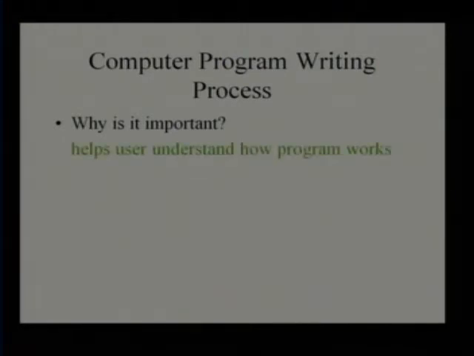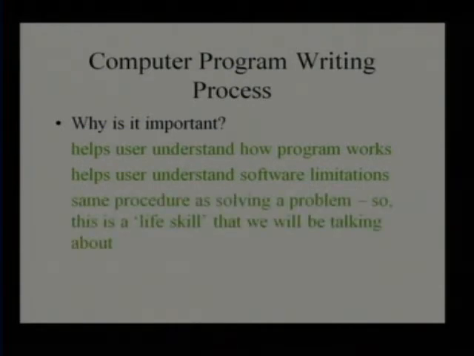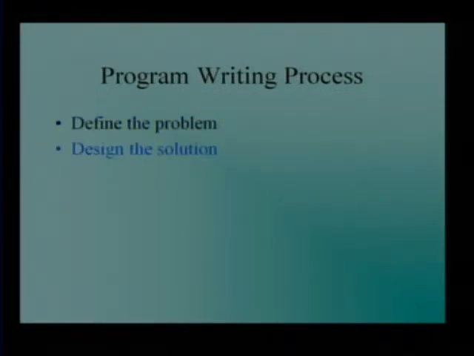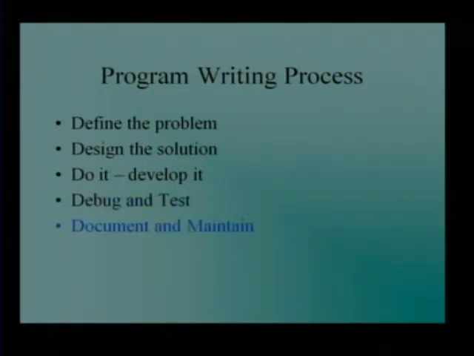Why is it important? Well, this process helps the user to understand how the program works. It helps the user to understand the software limitations, and it is the same procedure as solving a problem. So it's a life skill that we're going to talk about today. The program writing process has 5 steps. The first one is to define the problem, design a solution, do it, develop it, code it, write it, debug and test, and then document and maintain.